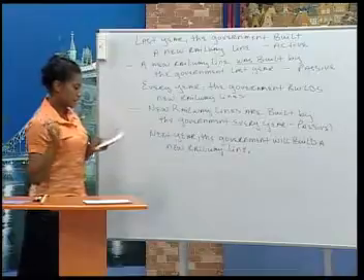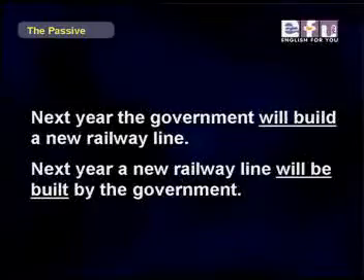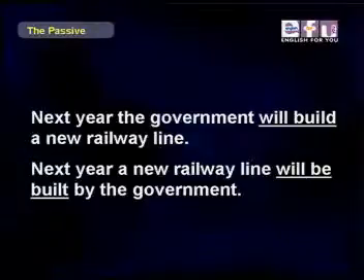Okay, Sylvia, can you do the future sentence? It is very logical. The future of was is will be, and the past participle is the same, built. So next year, a new railway line will be built by the government. Good. Next year, we use our object as our subject, so a new railway line will be built by the government. Okay, our third passive sentence.